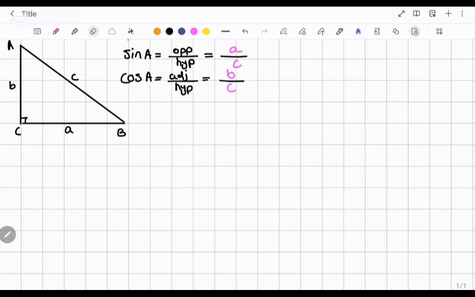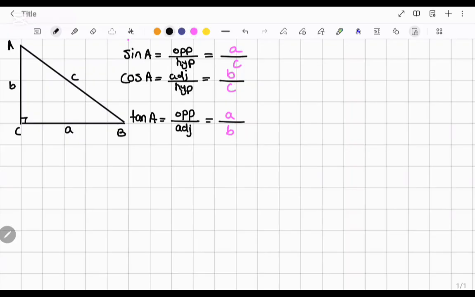And then tangent of angle A is opposite over adjacent. So if this is angle A, what's opposite to angle A is side A, and what's adjacent to it is side B.